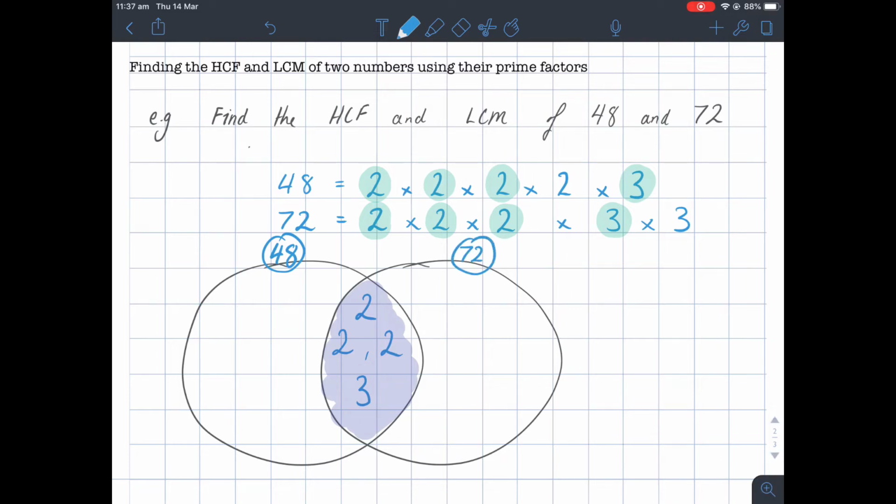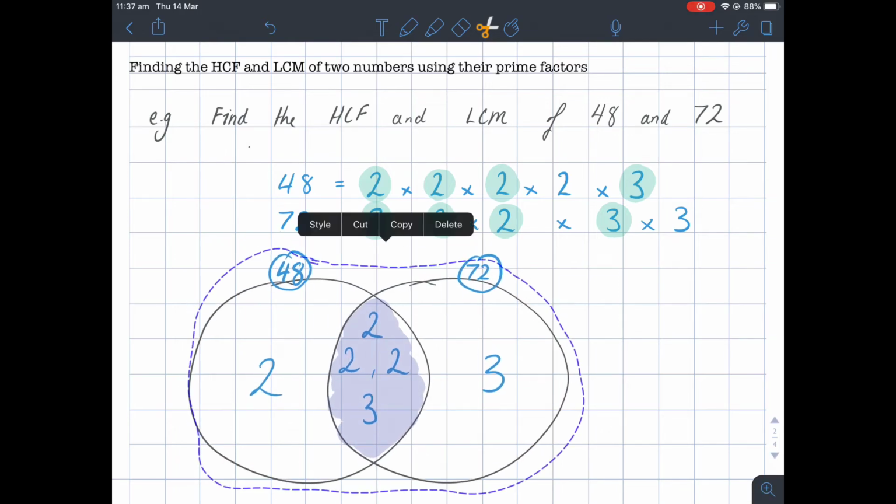What we're going to do now is write in the remaining prime factors for each number. So for 48 we've got a 2 left over, and for 72 we've got a 3 left over. And what we can do now is use this Venn diagram to help us find the highest common factor and the lowest common multiple for 48 and 72.